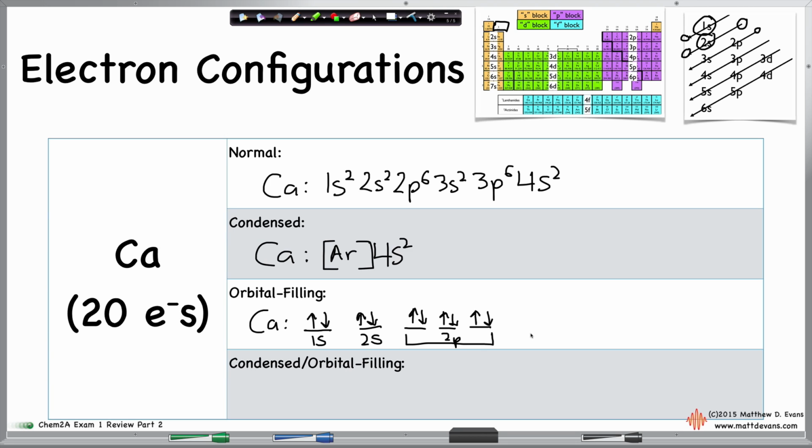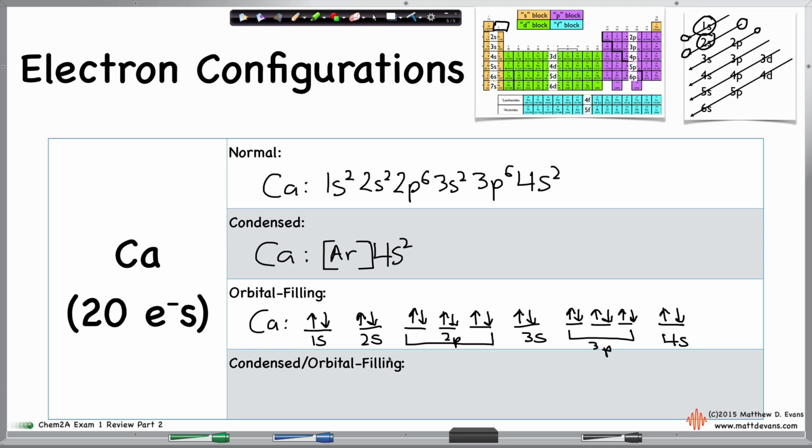Okay, that's entirely filled out. Then we go to the 3s. And then the next P. I'm going to tie these together. That's entirely filled. And then finally we get to the 4s, and that's entirely filled.